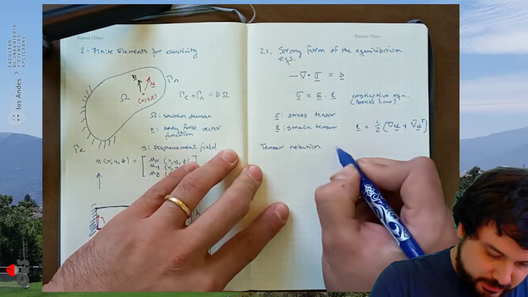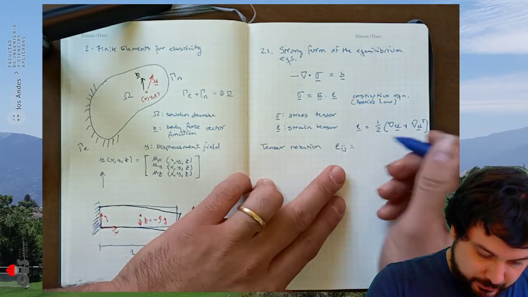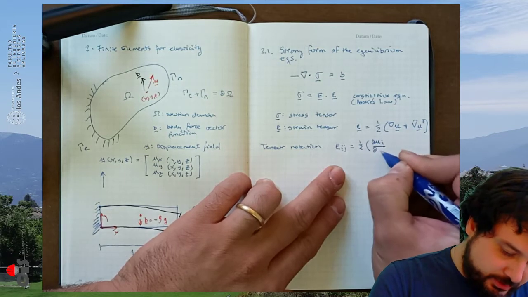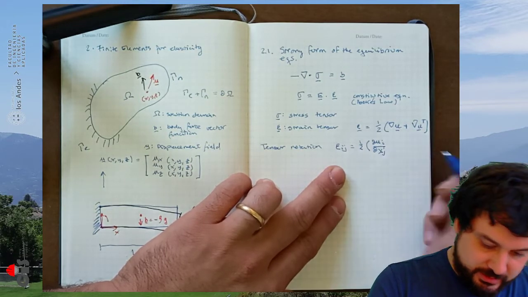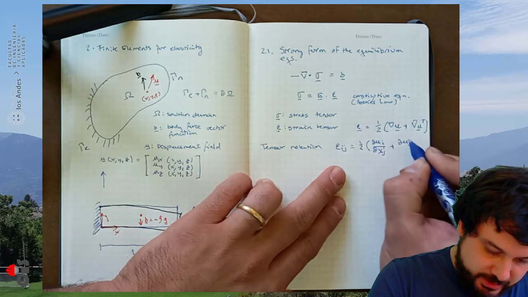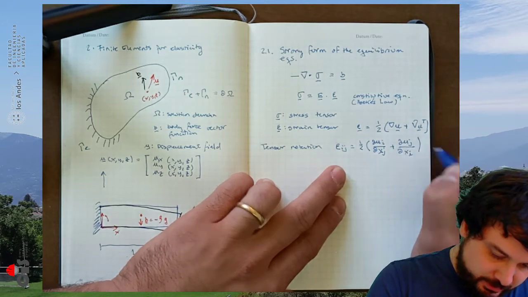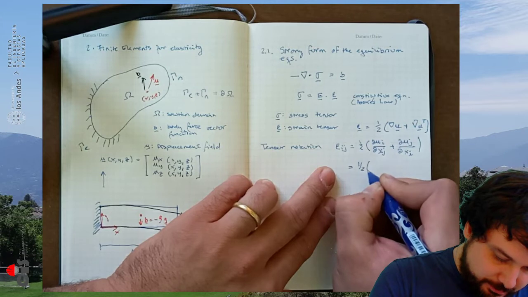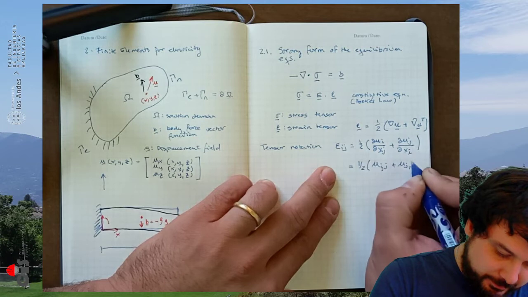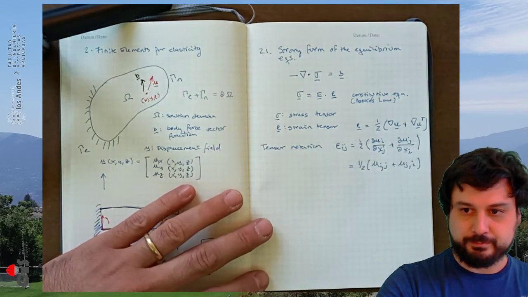So in tensor notation, epsilon ij, or in index notation, would be 1/2 of du_i over dx_j, where x_j is x1, x2, x3, x y z, plus du_j partial over dx_i. And you can further write this, if you want to use really compact Einstein notation, as u_i comma j plus u_j comma i. Okay, so that's your strain tensor.